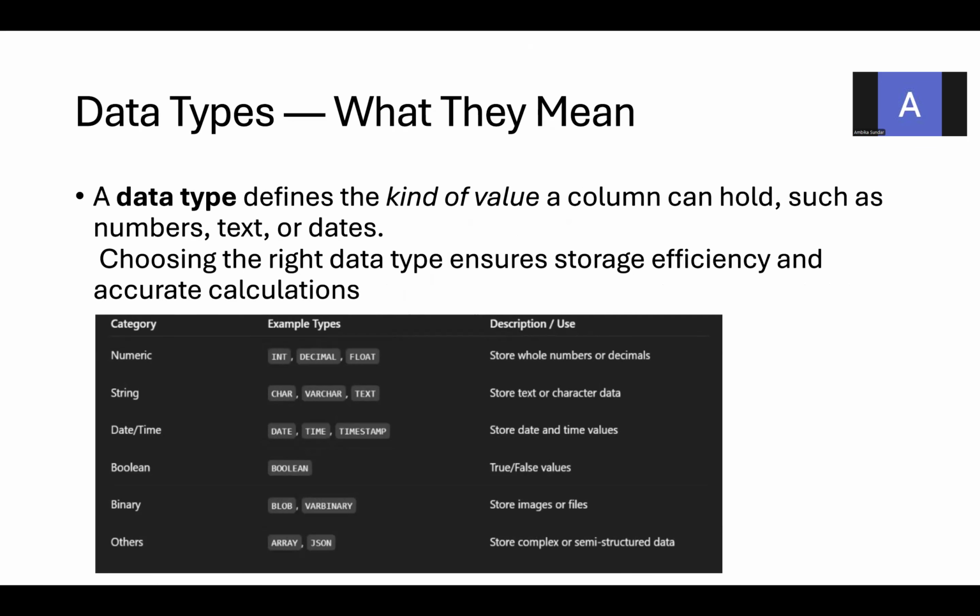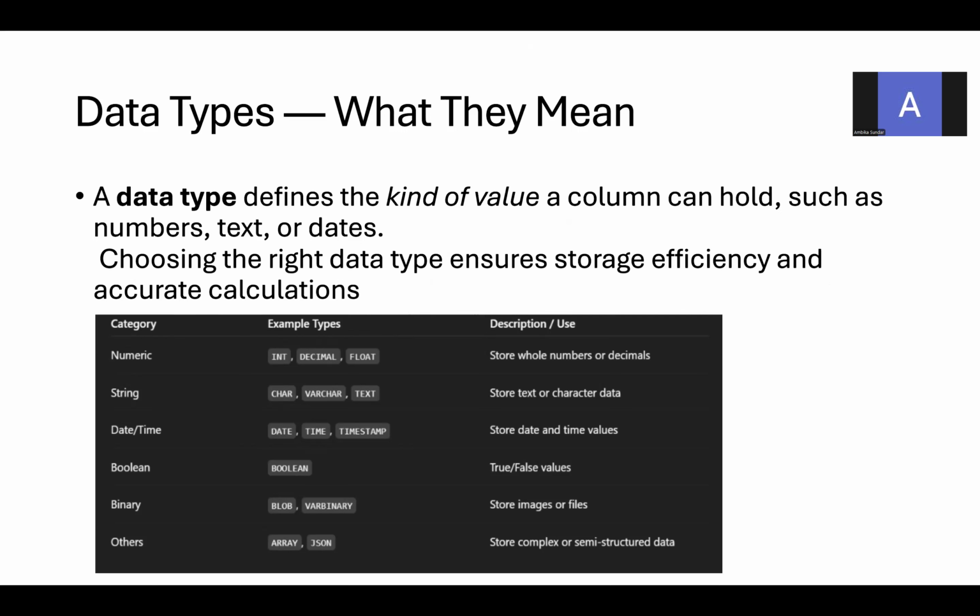Data types, what they mean. A data type defines the kind of value a column can hold, such as numbers, text, or dates. What kind of value are you going to store in that column? Any table you create should have columns and rows. The column is the primary thing. According to the number of columns and the column types only, you are going to insert the data. So the primary thing we have to consider is what kind of value you are going to store in each column. It can be numbers or text or dates.